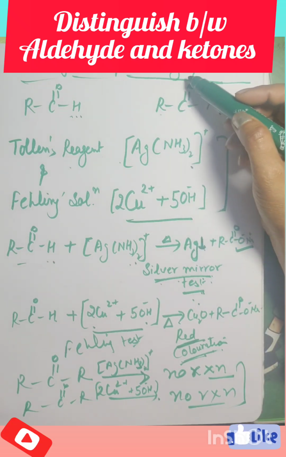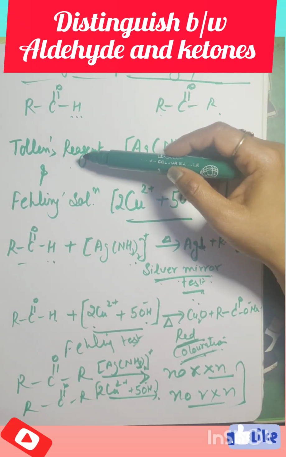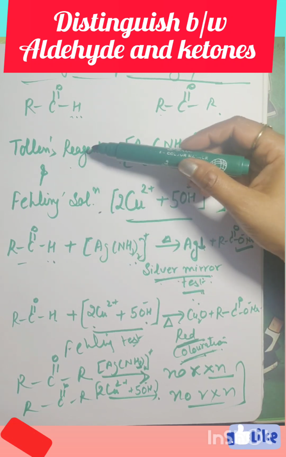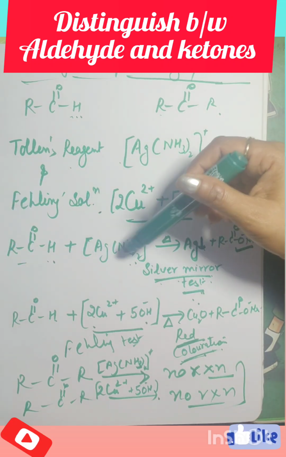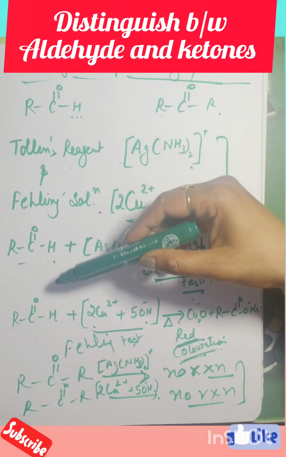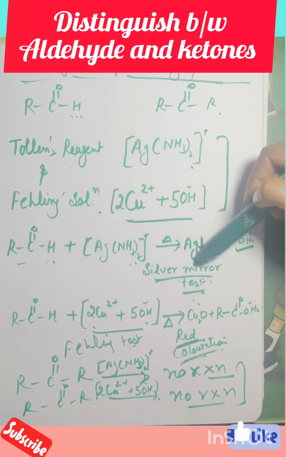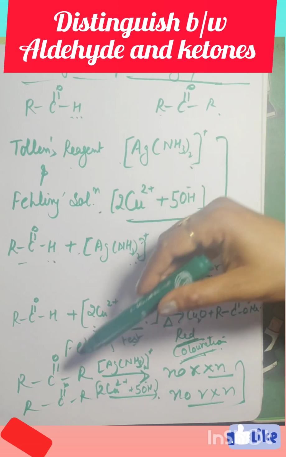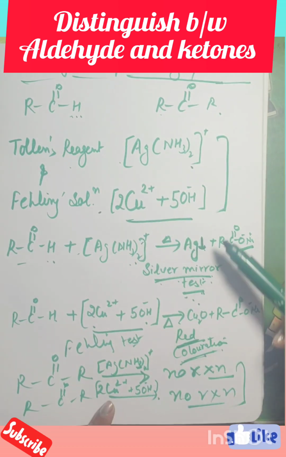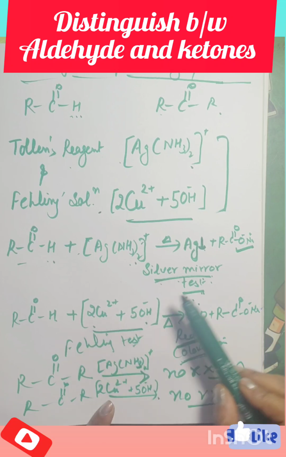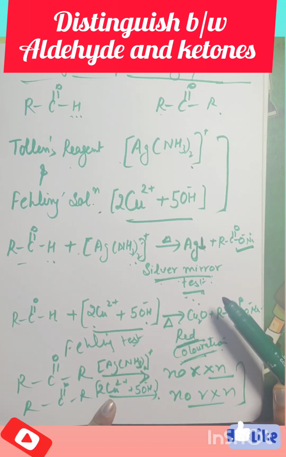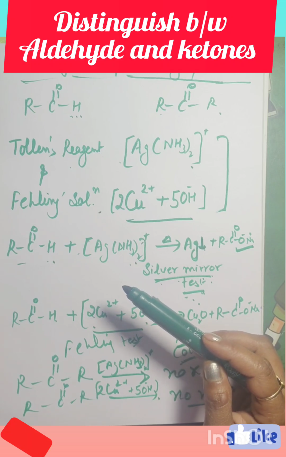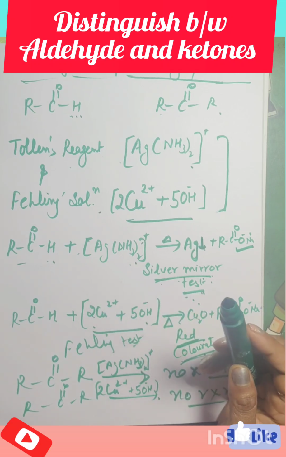So to distinguish between aldehyde and ketone, we can use Tollens reagent and Fehling solution. Any one of these we can use to distinguish between aldehyde and ketone. Aliphatic aldehyde will give both these tests, Tollens as well as Fehling, whereas none of the ketones will give any of the tests. So easily we can distinguish between aldehyde and ketone by using either of the two tests.